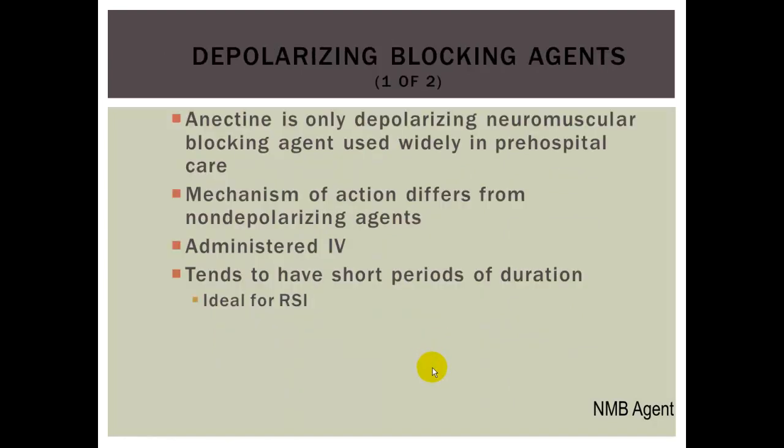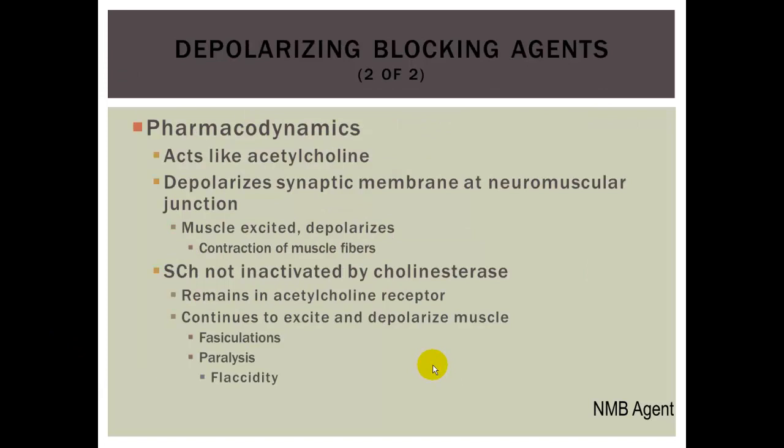Depolarizing blocking agent. Anectine is the only depolarizing neuromuscular blocking agent used widely in pre-hospital care. Mechanism of action differs from non-depolarizing agents. That's because it initiates little tiny action potentials and causes flaccidity because of overstimulation. Administered IV, it tends to have short periods of duration, which makes it ideal for rapid sequence intubation.